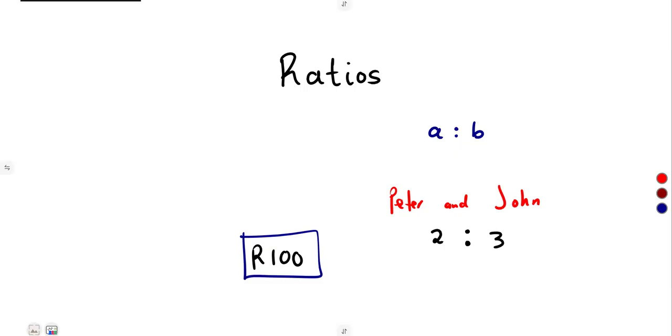So a ratio can be expressed as a fraction. We saw that previously, to write 2 over 3, to write A as to B like this can be the same as A over B. This can be written as 2 over 3 as a fraction. That's a ratio.